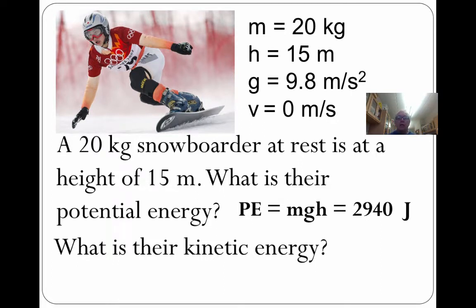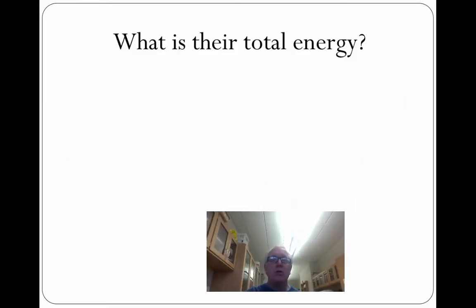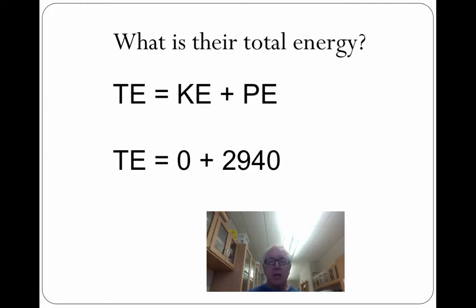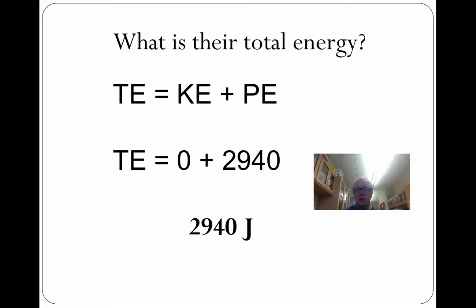Okay, so how about what is their kinetic energy? Well, we know that kinetic energy is 1/2 mass multiplied by speed squared, and since they haven't started moving yet, they have no speed, and that means they have no kinetic energy. So we can plug in the values there and come up with 0, but it's pretty intuitive as well. You're not moving, you have no speed, you have no kinetic energy. Now, how about our other concept? What is the total energy? Well, the total energy is the kinetic energy plus the potential energy, so we can see that the total energy is also 2,940 joules.